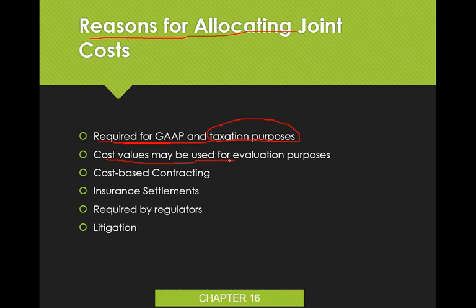Cost values may be used for evaluation purposes, تقييم الأداء. Cost-based contracting: some contracts with the government are based on cost plus. Then the government and the company need to know the cost to put a markup like 10%, 20%, 30%, etc. on cost to determine the price of the contract. يعني نحدد قديش تكلفة المنتج ونضع عليه هامش ربح، وبالتالي نقدر نحدد السعر، هذا بالعربي طبعا.